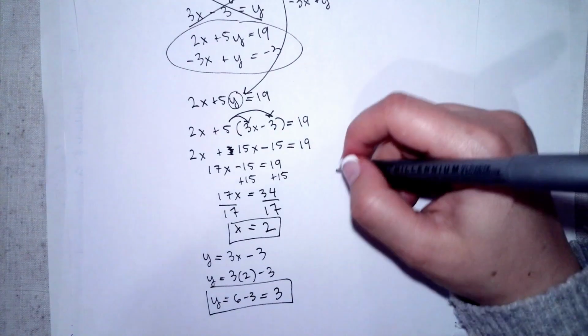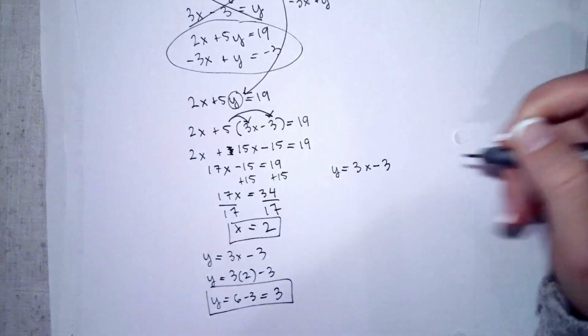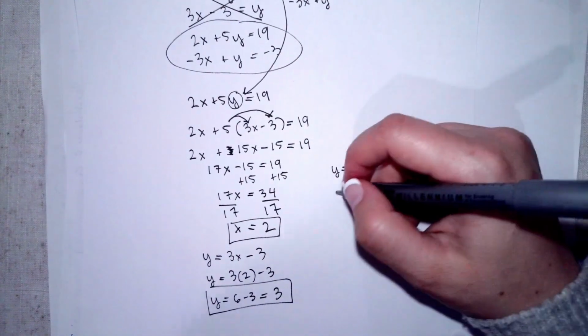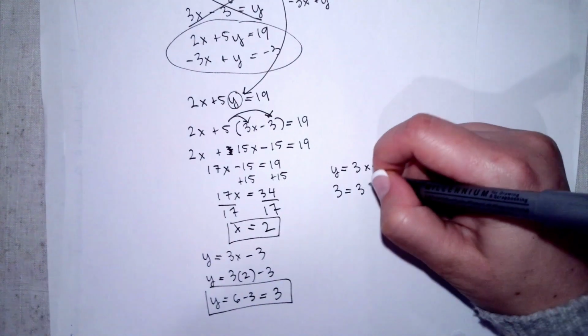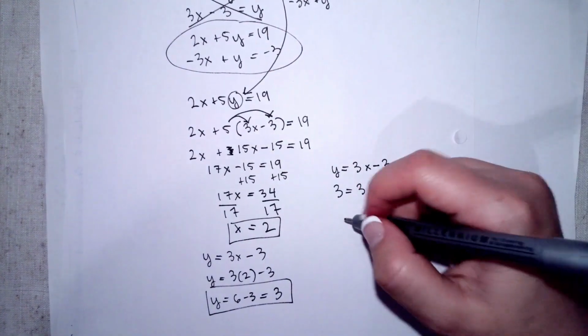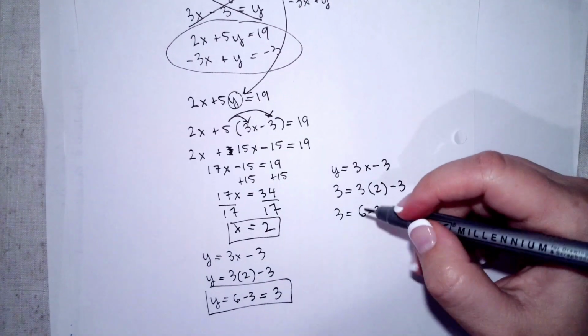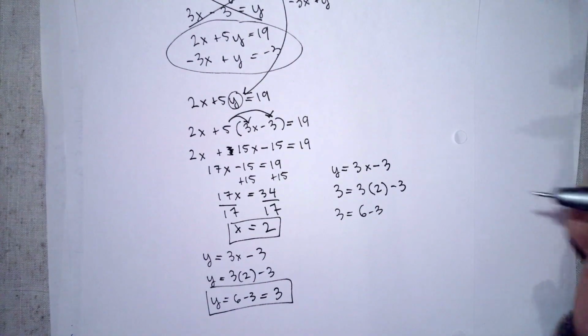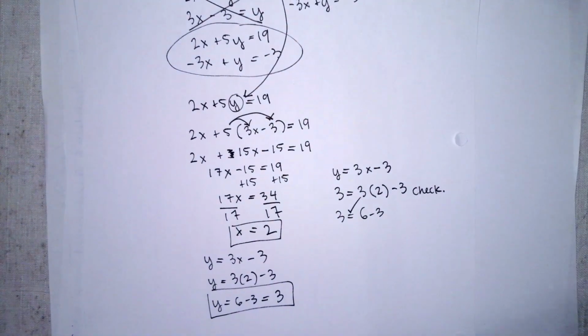So I'm going to take that same equation because it's so nice. Just like that. And we're going to plug it in. So y is equal to 3. And x is equal to 2. And now we're just going to simplify. So 3 equals 3 times 2 is 6 minus 3. And 3 does in fact equal 6 minus 3. So we're going to go ahead and say that our answer is correct.